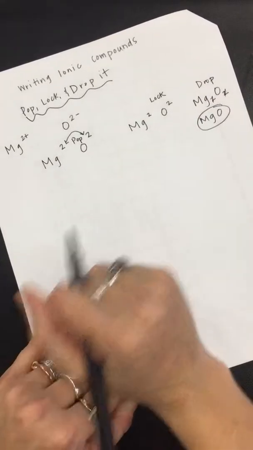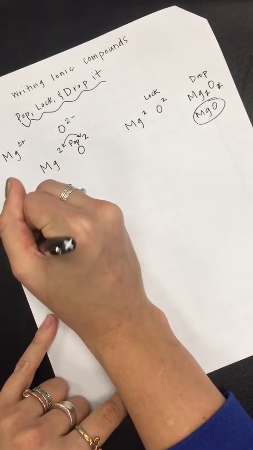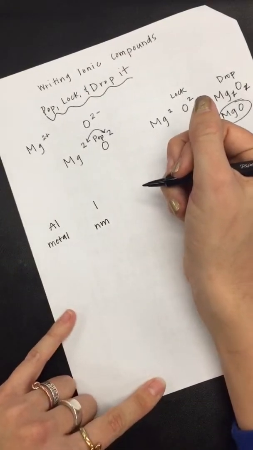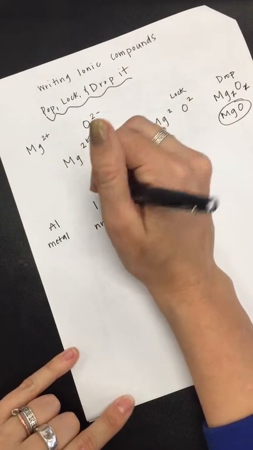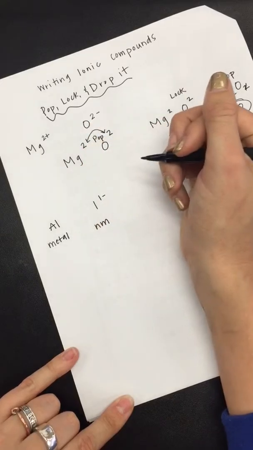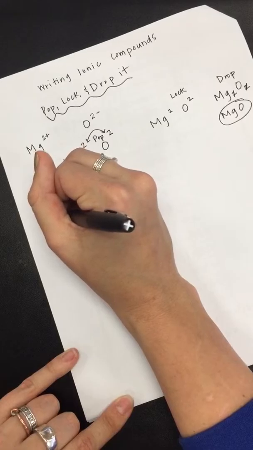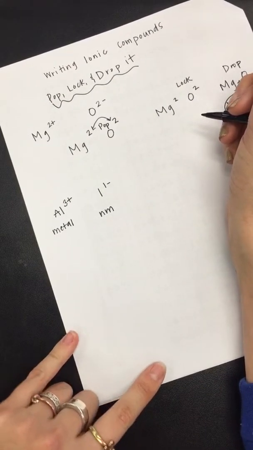But now let's look at one that doesn't have the same charges. So I have Al, that's my metal. Then I have I, which is my nonmetal. I is in group 17. That means it has 7 valence electrons, so it forms 1 minus, because it only needs 1 to get to 8. Al is a metal, and it's in group 13, so that means it's 3 plus.